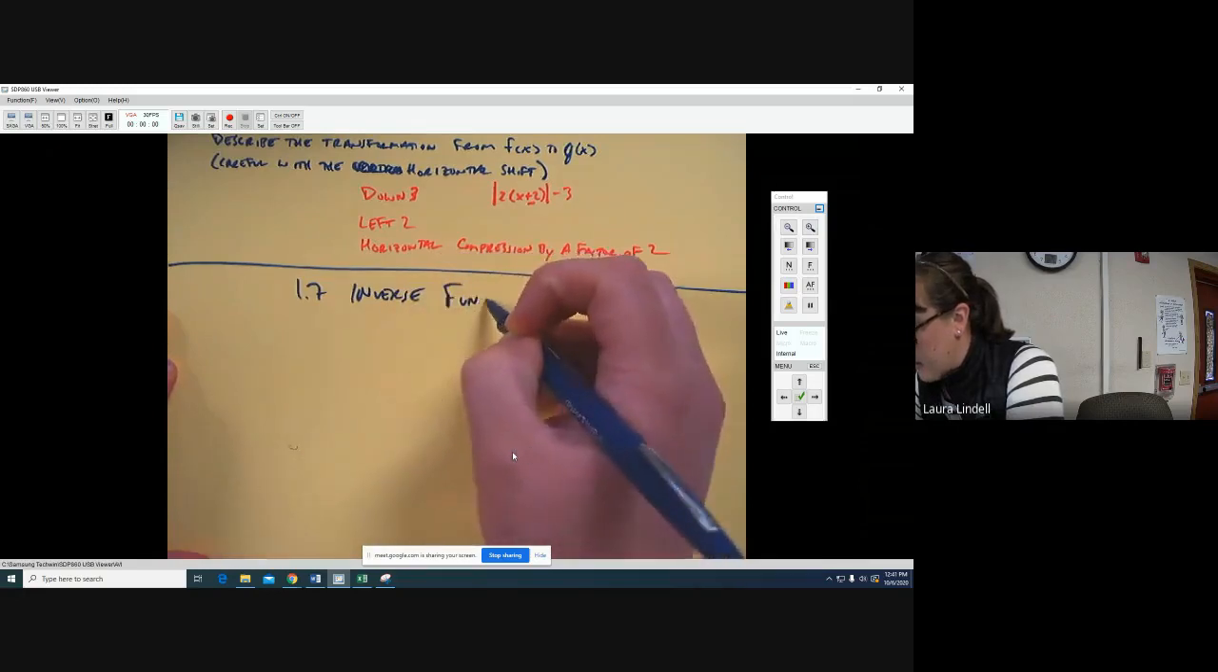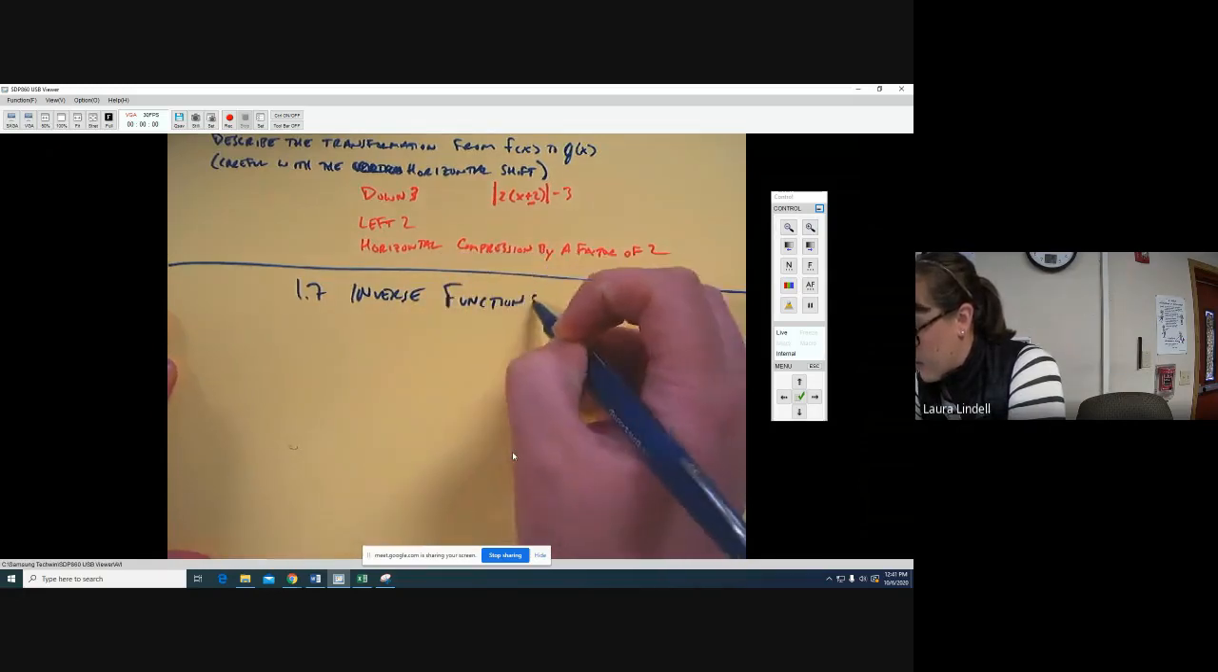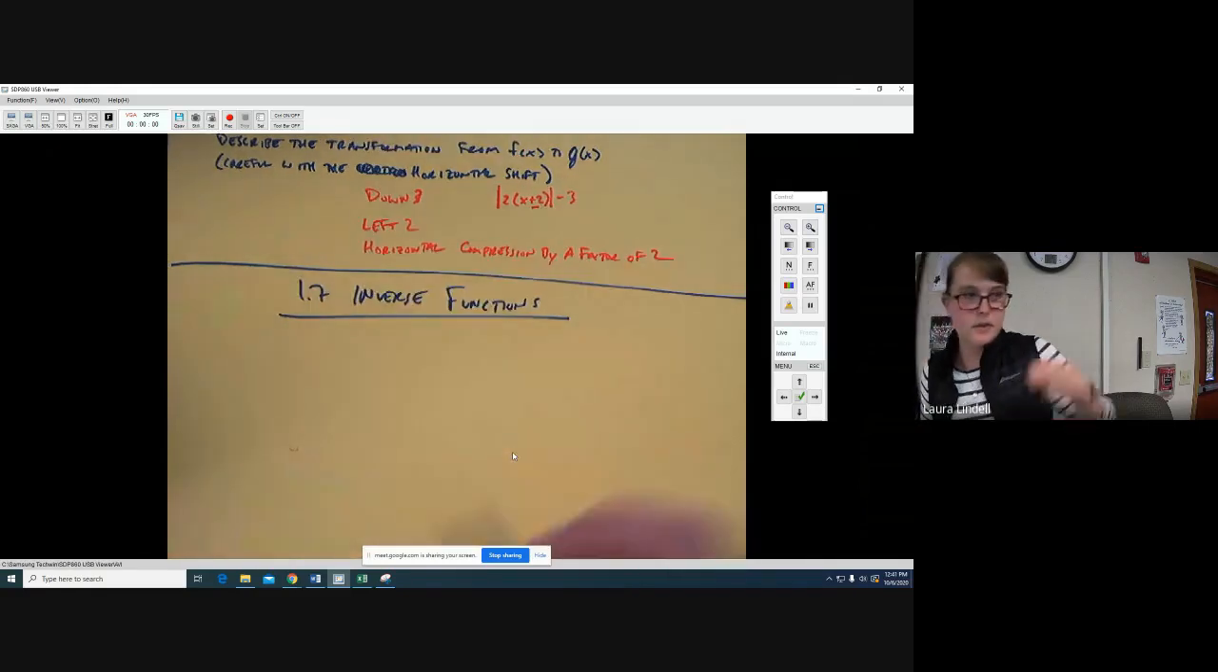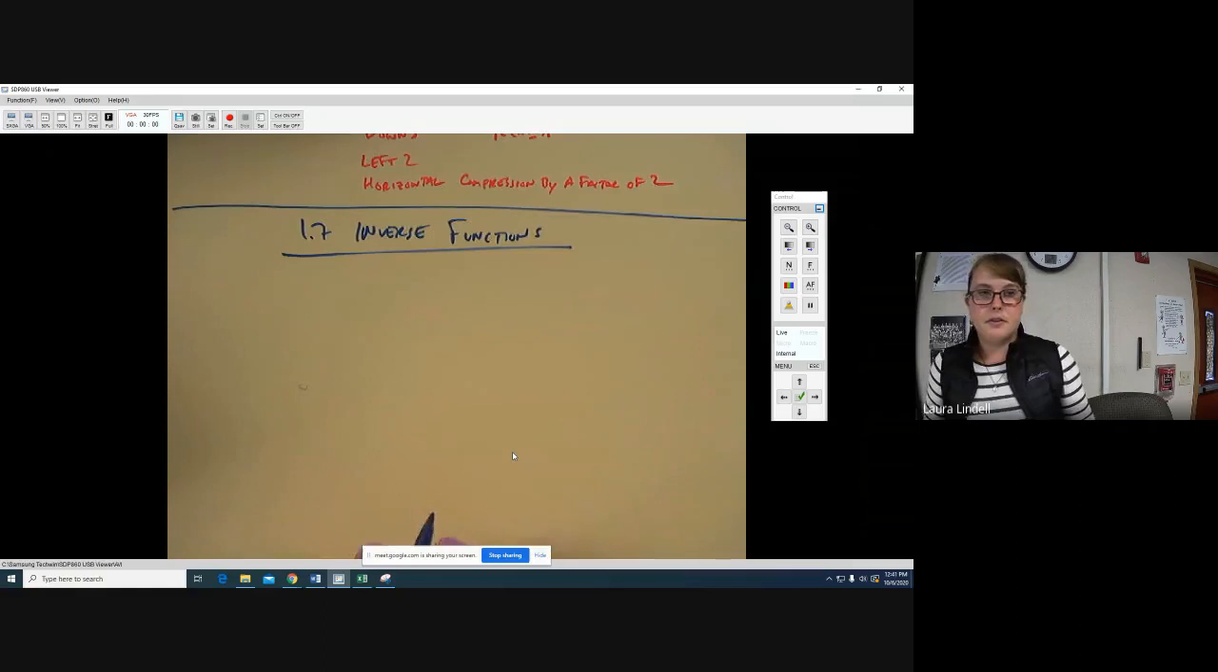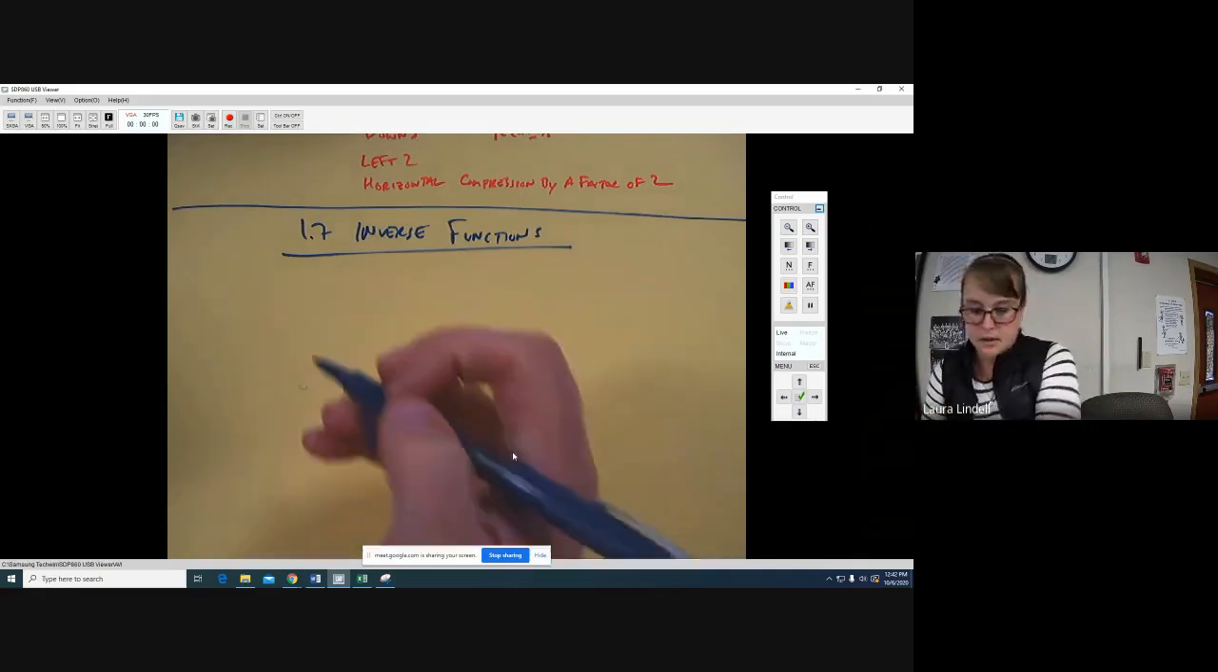Inverse functions. Okay. So the first thing we need to know about inverses is how to decide if a function has an inverse or not. In order to determine if it has an inverse or not, there's something called the horizontal line test. So you've heard of the vertical line test to determine if something is a function or not. The horizontal line test tells you if it has an inverse or not. And it's the exact same idea.